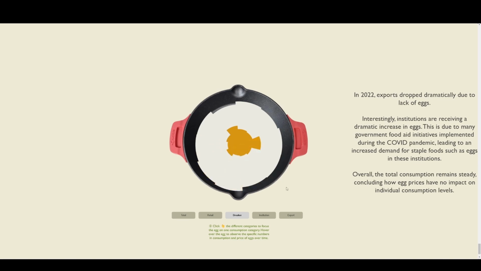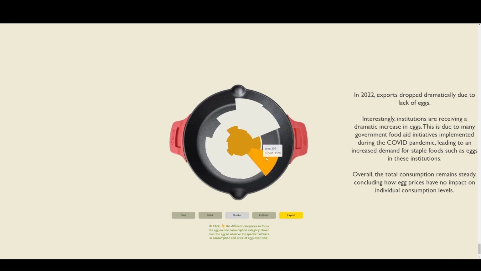One of the most obvious findings is when viewing the export consumption category and looking specifically at the number of eggs exported in the year 2022. This number is less than half of what it was in the previous year. Exploring the chart can reveal further insights as well.